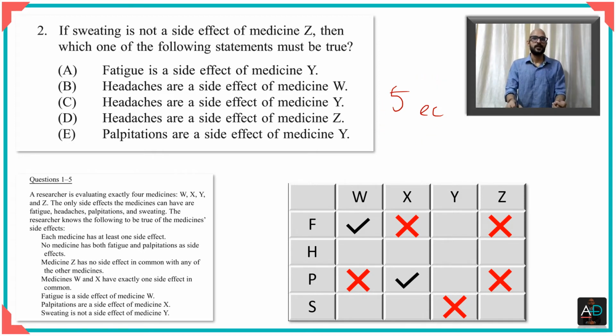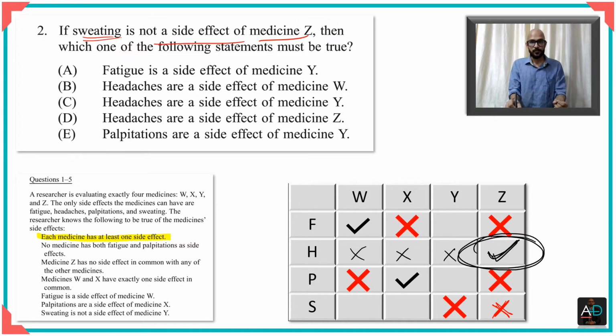Okay, let's fill in the data from the question. It says that sweating is not a side effect of medicine Z. Now, there is a rule that says that every medicine has at least one side effect. If this has at least one side effect, it means surely that Z would have headache as a side effect, and if headache is a side effect here, it means I can surely put a cross here, because that's what we'd seen, that if there's a tick mark here, it means there has to be a cross here, right?